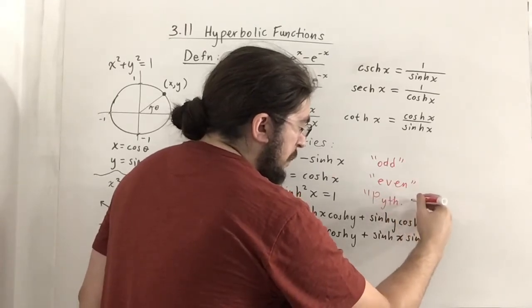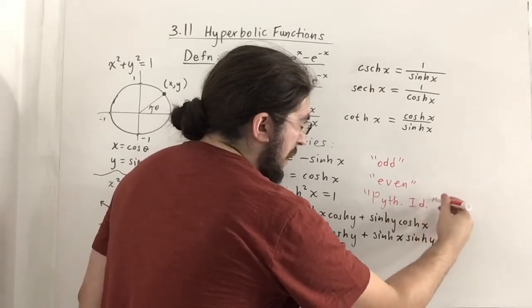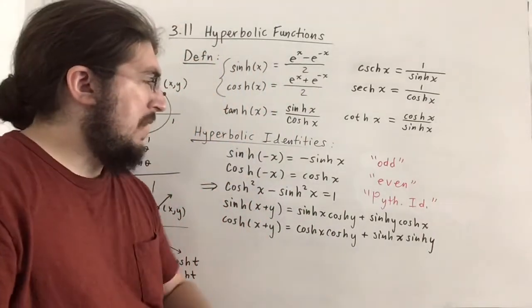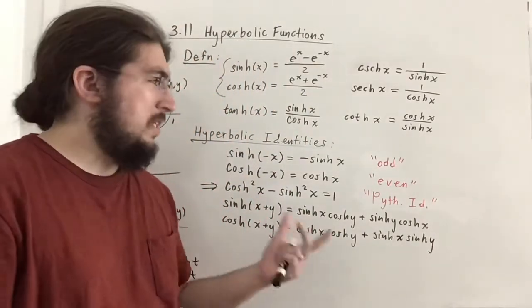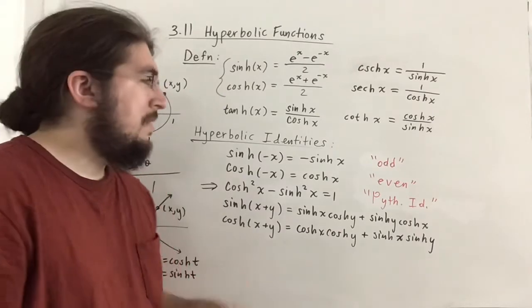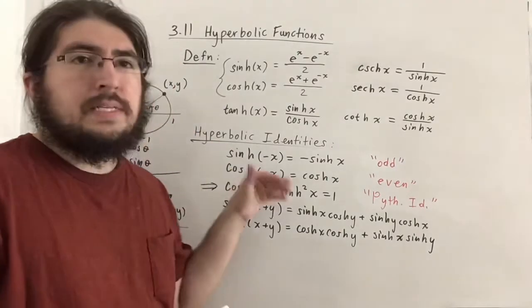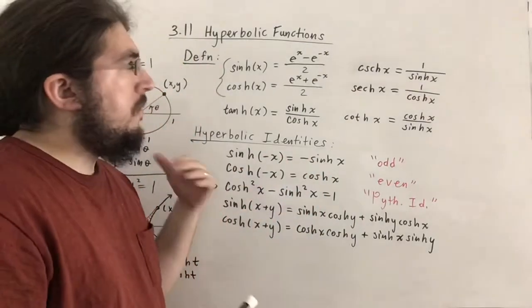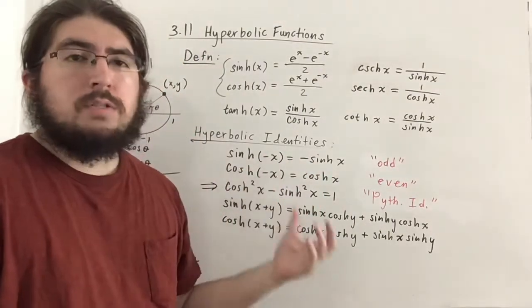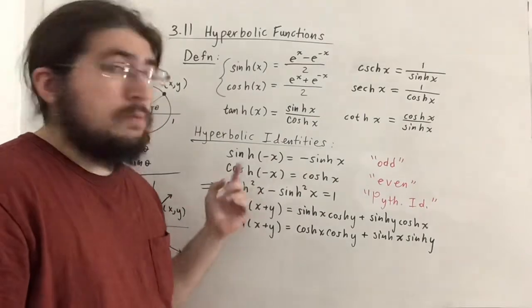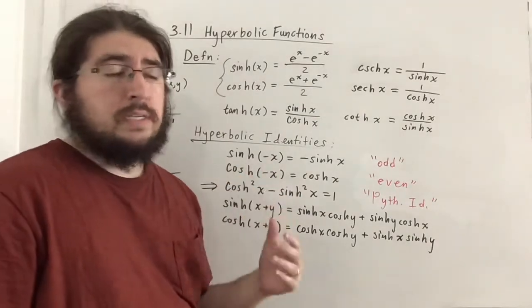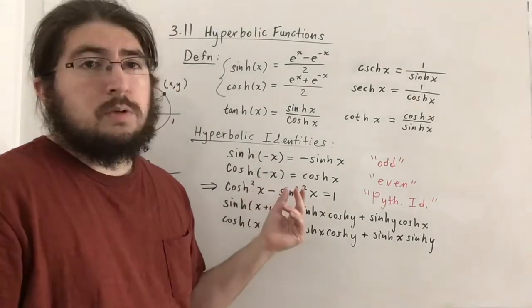So here I'll say Pythagorean identity. It's not quite a Pythagorean identity. In fact, maybe you can call it the fundamental hyperbolic function identity or something like that. Let's dive deep into that right now. If you recall from trig functions, sine and cosine actually satisfy this with a plus, the trig version: cosine squared plus sine squared is equal to 1.